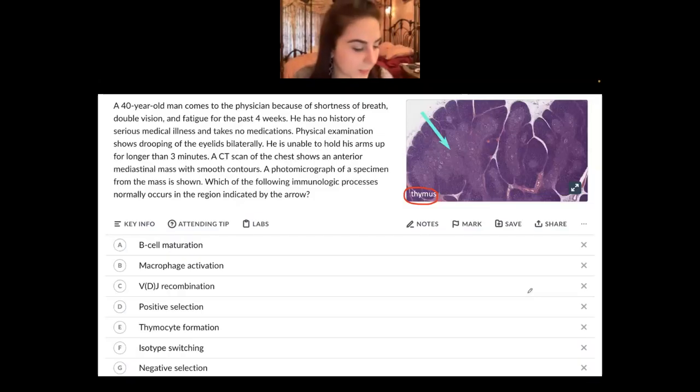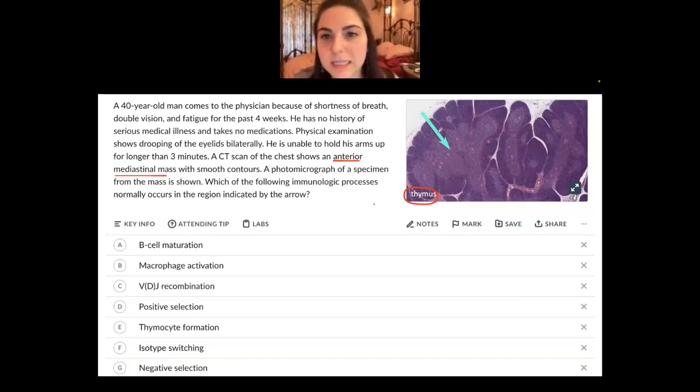Okay, that was about a minute and a half. Anyone want to answer before we discuss? Okay, so this one. I told you it was the thymus. If I didn't tell you it was the thymus, you could still get it. Anterior mediastinal mass. Remember I said that's the location of the thymus, the anterior mediastinum. So this is a thymus.